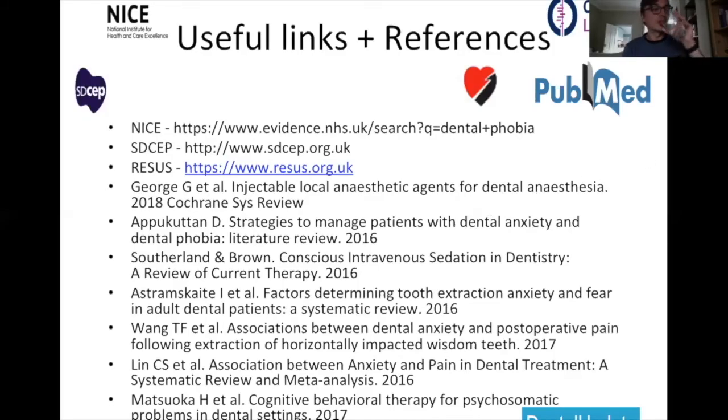Wonderful. NICE, SDCEP, your main guidelines, basically main points to go for. I mean, there are more than that, obviously, for like best oral hygiene, Cochrane Library, PubMed, Dental Update. I'm pretty sure your school has a subscription. Grab a journal and have a read. Just don't limit yourself with guidelines and recommendations. Go beyond and above and try to do your little research if you're interested.